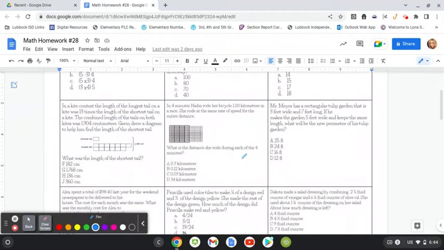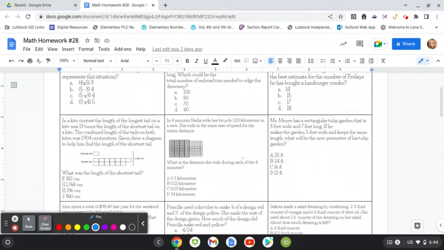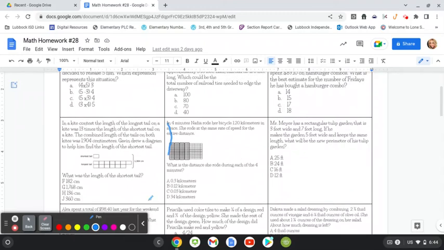Okay, next. I love this one because it gives you a model. The answer is here, okay? You can find it right there in the model. It says in 4 minutes, Nadia rode her bicycle 1/20 kilometers in a race. She rode the same rate of speed for the entire race. What is the distance she rode during each of the 4 minutes?